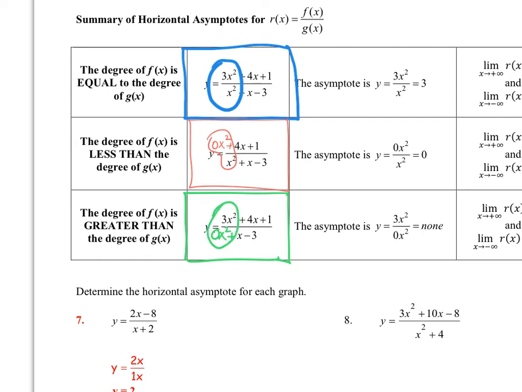So whatever that simplifies down to, that is your horizontal asymptote, just like it was in the red one and in the blue one. Well, here we can't divide by 0, so therefore there isn't a horizontal asymptote, and that's when the slant asymptote happens.